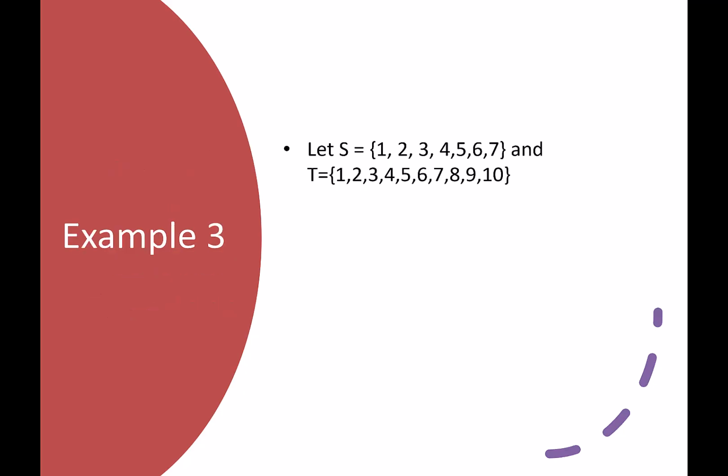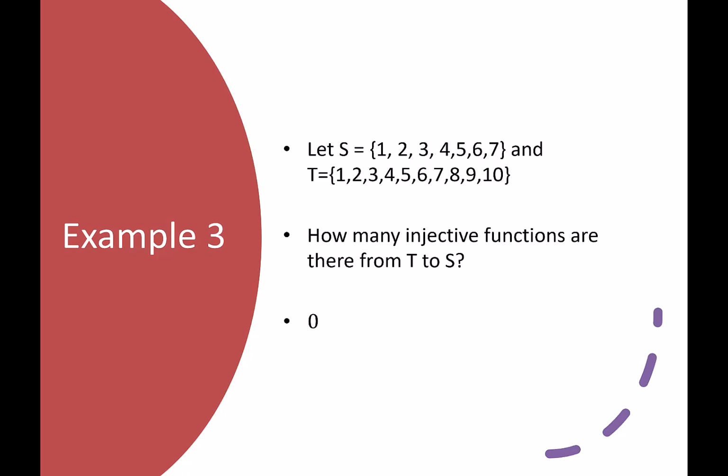Our last example has the sets S and T. S is the set 1, 2, 3, 4, 5, 6, 7. T is the set 1, 2, 3, 4, 5, 6, 7, 8, 9, 10. We're first going to say how many injective functions are there from T to S. T is bigger than S, which says I can't have any one-to-one functions, so this answer is 0.